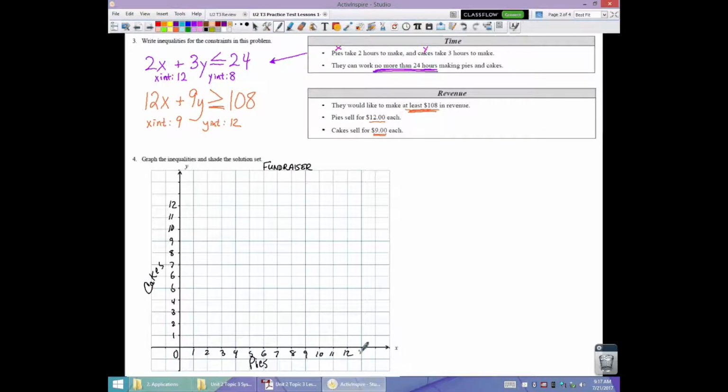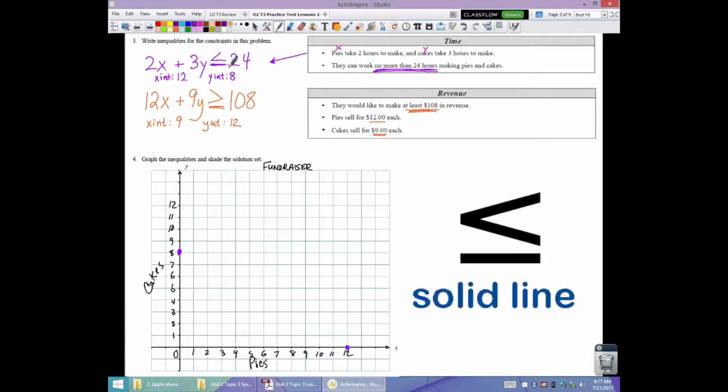All right, so since I already have those intercepts, it would certainly make sense to go ahead and put the lines on there now, and then all we have to do is figure out the shading. So for this purple line, the x-intercept is 12, and the y-intercept is 8.